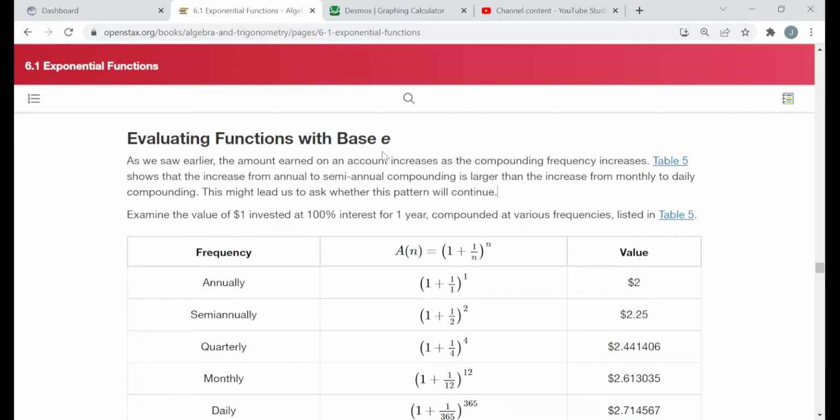Each example I'm going to do is either an example directly from the reading, one of the try it problems from the reading, or one of the exercises at the end of the section that's related to this particular objective.